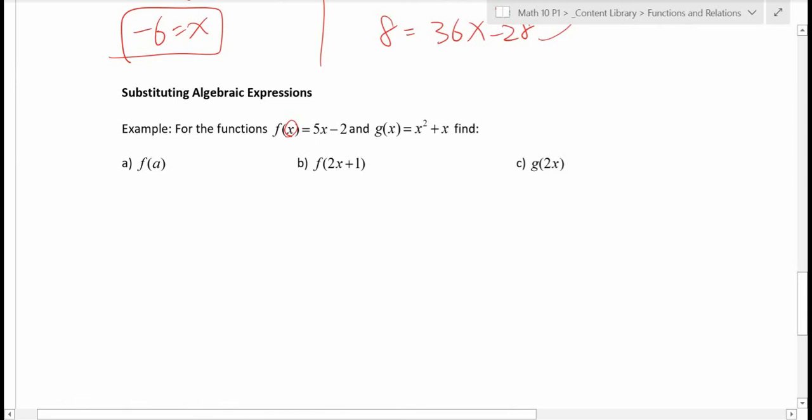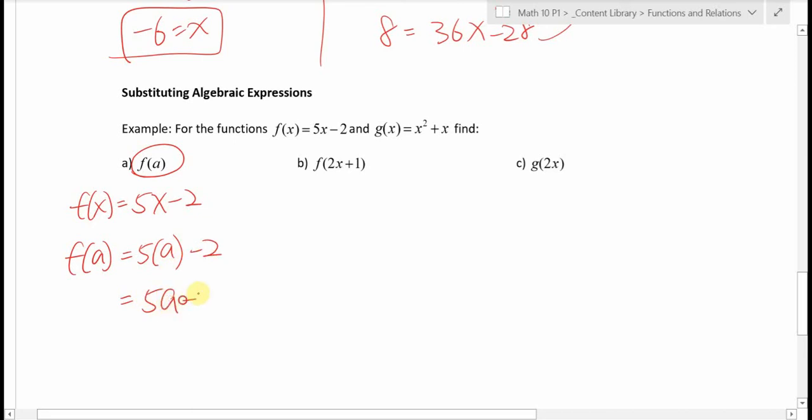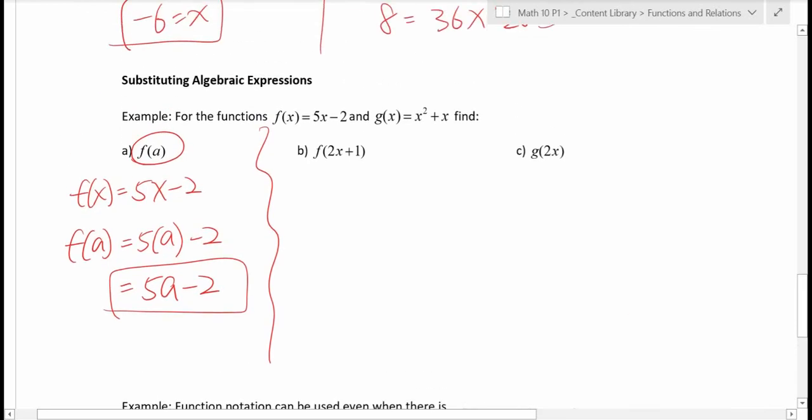So we have f of x equals 5x minus 2. Now we are trying to figure out what f of a is. Again, this means for every single x, I'm going to replace x with a instead. And therefore, f of a is going to equal 5a minus 2. Similarly for part B, I'll do part B, I'll let you try part C.